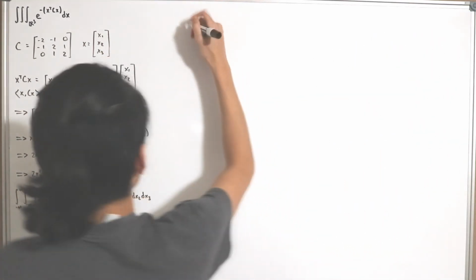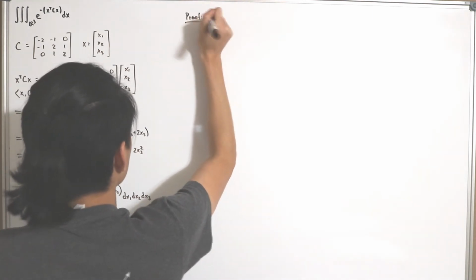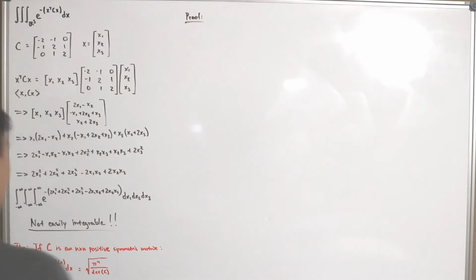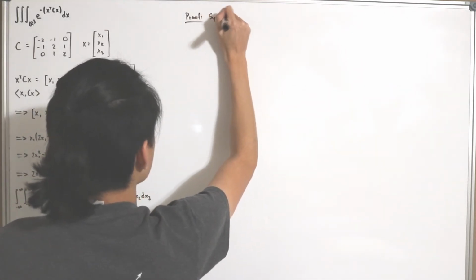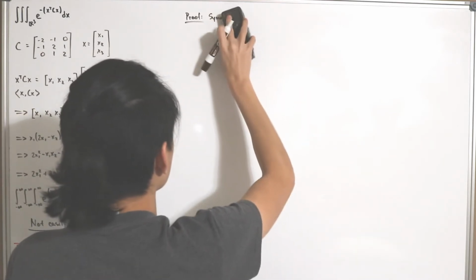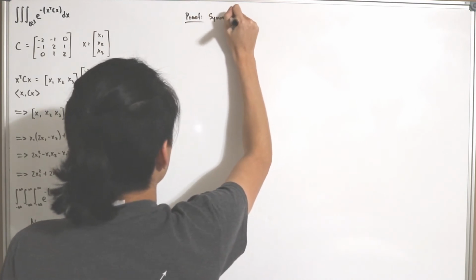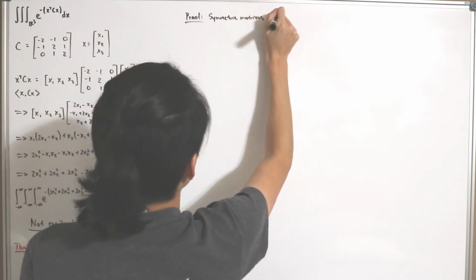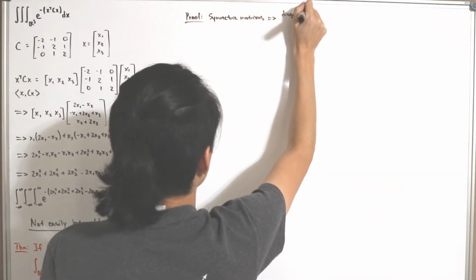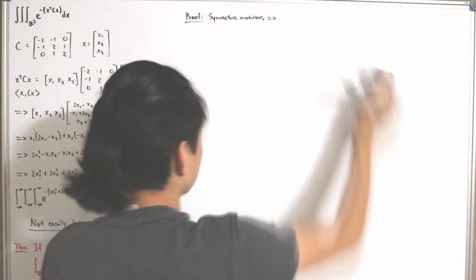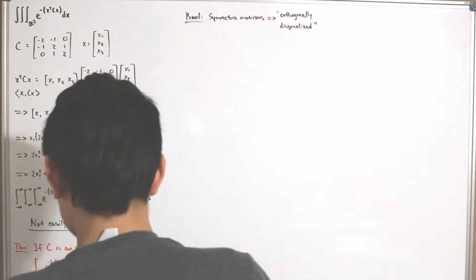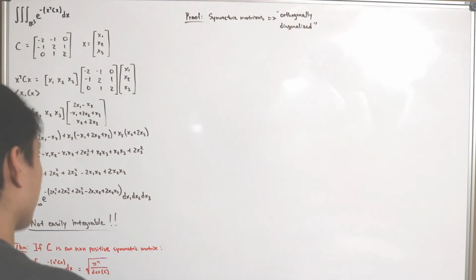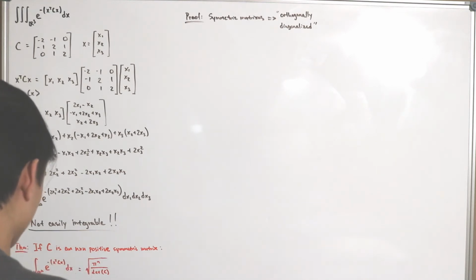Okay, so let me write our proof over here. One thing we would like to establish is that symmetric matrices can be orthogonally diagonalized. So what this means is that we can diagonalize matrices whose eigenvalues and eigenvectors satisfy some interesting properties.